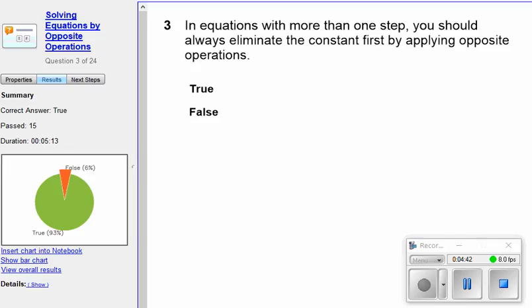Question 3, in equations with more than one step, you should always eliminate the constant first by applying opposite operations. And the answer for that is, of course, true, just like we just talked about. So in a grade 7 question, the opposite of adding 1 is subtracting 1, and by doing so, I get rid of the constant.